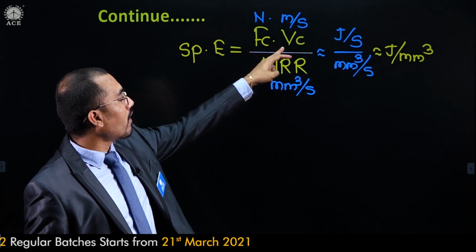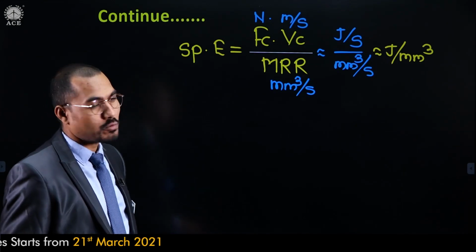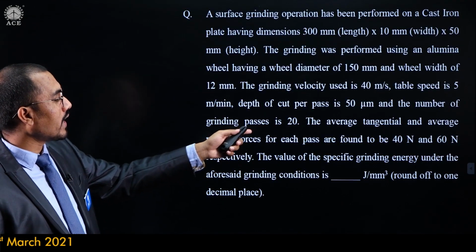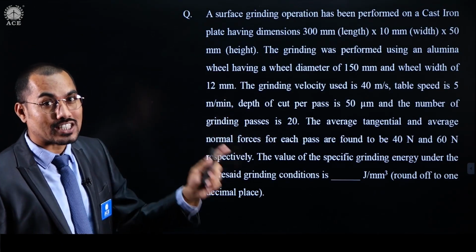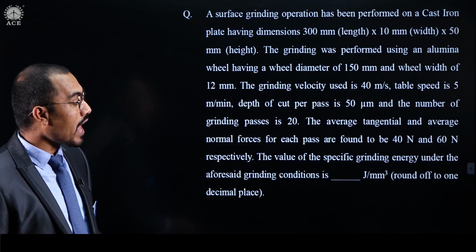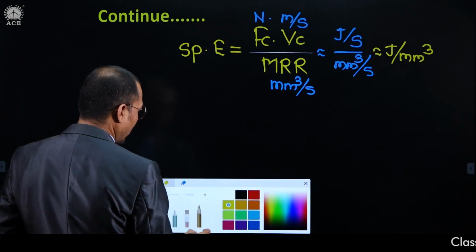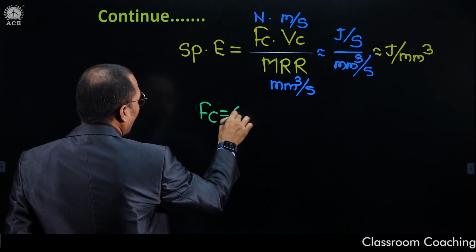Then we have to put in the values of Vc and Fc, and if I put those in, I'll get the specific energy. Right, fine. Fc is the cutting force, I told you that. Sir, tangential force is the cutting force, normal force is the thrust force. Tangential cutting force Fc is 40 Newton. So I'll say that Fc is equal to 40 Newton.